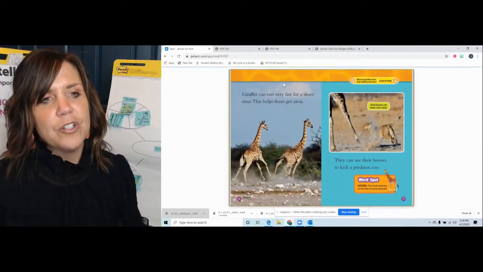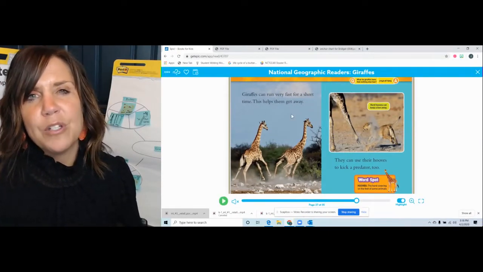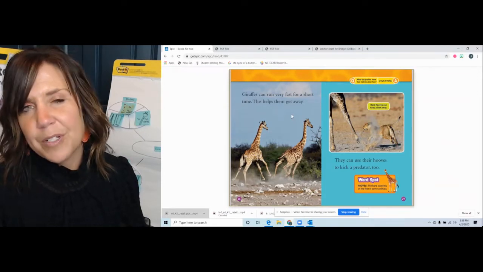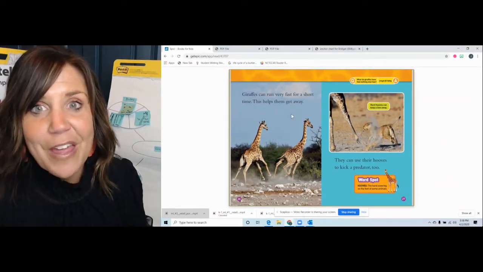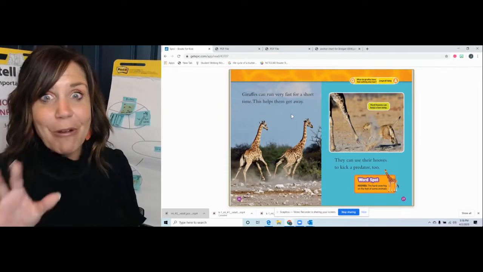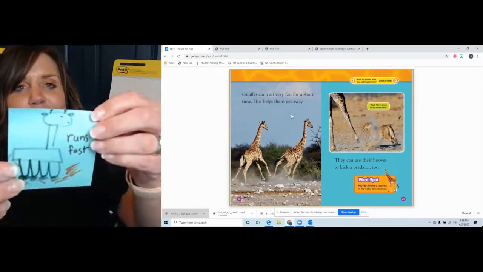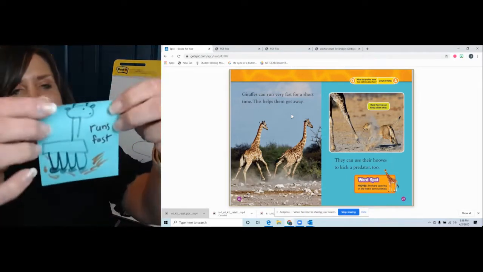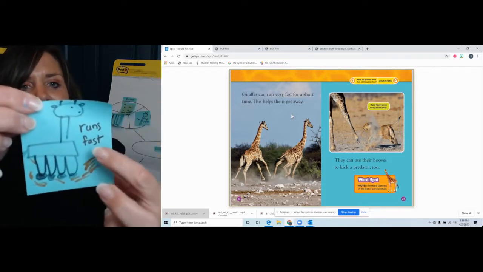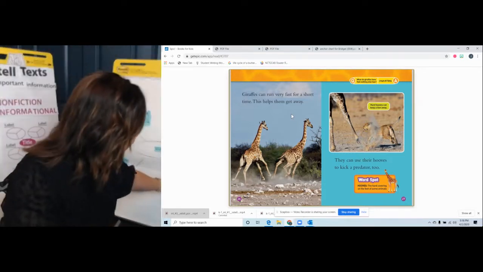What about on this page? What do giraffes do to protect themselves? Did you say they run fast? Yeah, they can run fast for a short time. So I drew a giraffe kind of kicking up the dust there, running, and I wrote runs fast. Good job.